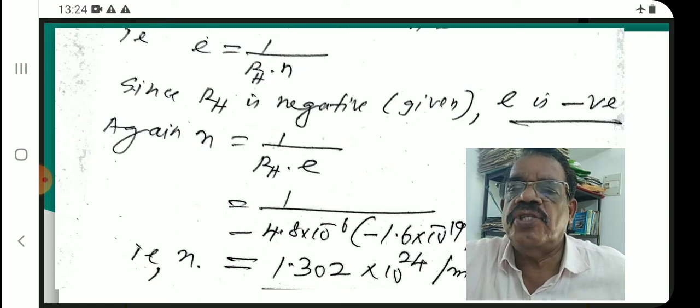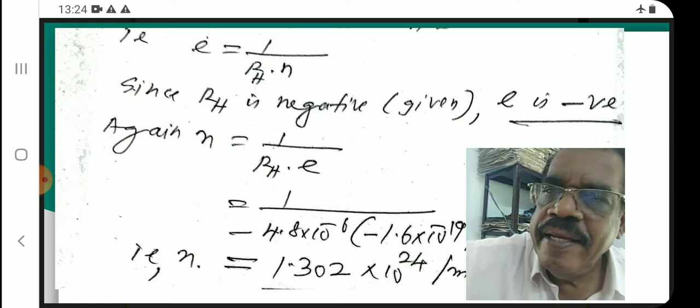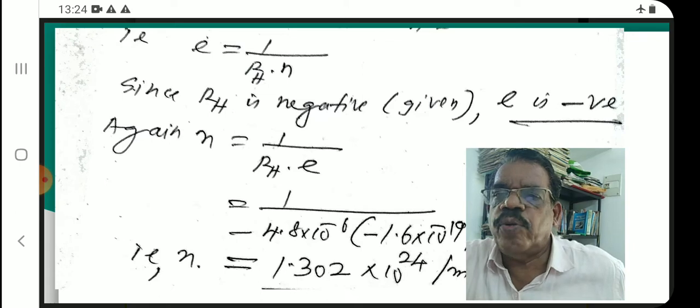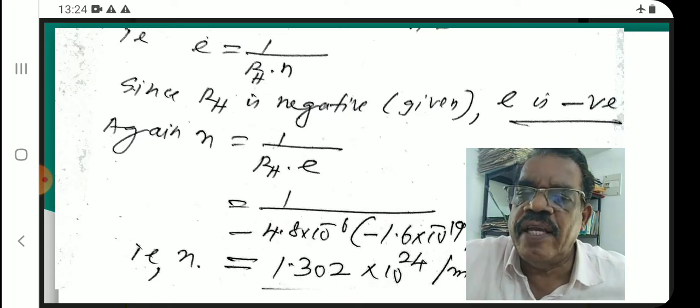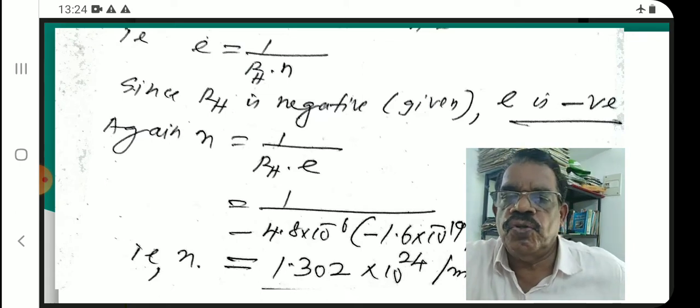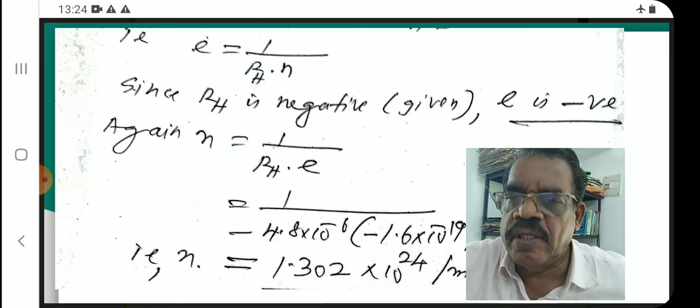Since RH is given as a negative term, minus 4.8, when we put that negative value, N is a positive value, so E is negative. So the charge is negative. That is the nature of the charge.